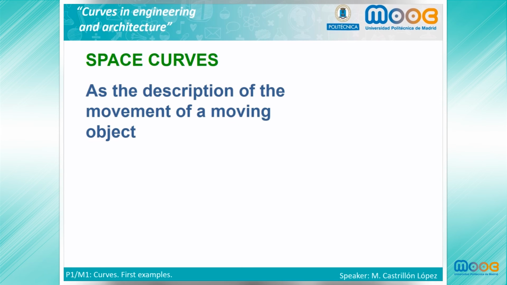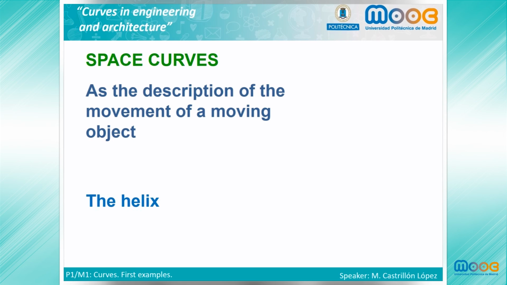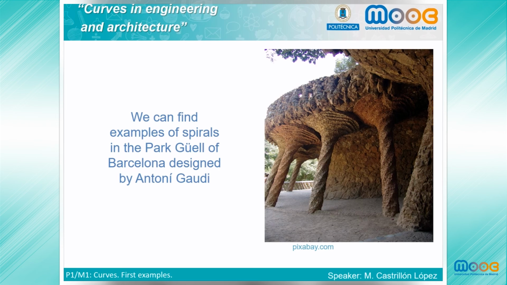As in the case of plane curves, space curves can be described as the movement of an object in the space. For example, this is the case of a linear motion, the line, or this movement climbing a cylinder while spinning around it at a constant rate. This describes the so-called helix. Examples of helices can be also found in Park Güell in Barcelona.